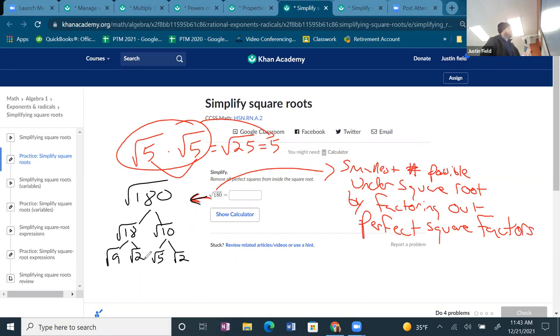Now, if we have a perfect square, then we can take the square root. But just to say this first, the square root of 180 is the same as the square root of 9 times the square root of 2 times the square root of 5 times the square root of 2. If you multiply 9 times 2 times 5 times 2, you get 180.